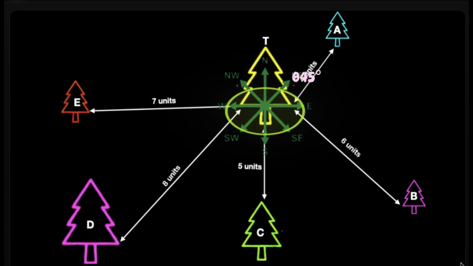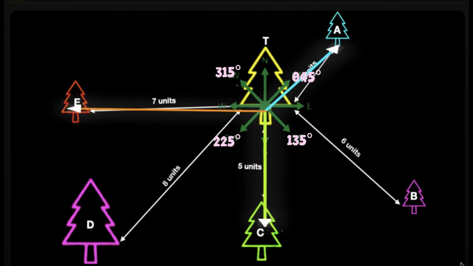Southeast is halfway between east and south, so its bearing is 135 degrees. Southwest is halfway between south and west, so its bearing is 225 degrees. Northwest is halfway between west and north, so its bearing is 315 degrees. Now use tree T as the starting point.